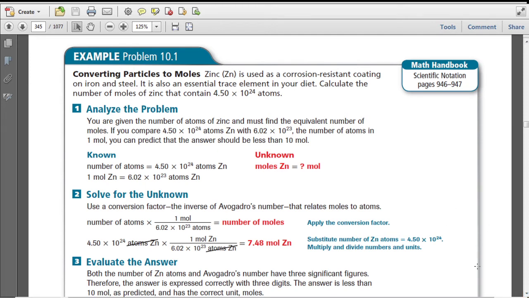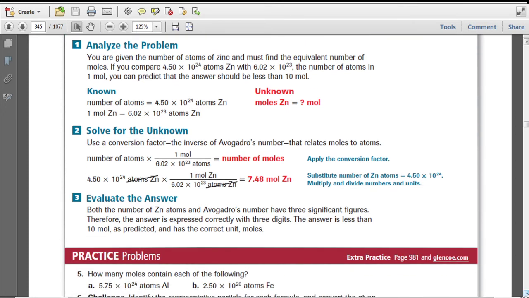In this case, it's going to be the inverse of Avogadro's number, and then we're going to go ahead and relate moles to atoms. So let's go ahead and take 4.50 times 10 to the 24th atoms of zinc and multiply that by 1 mole of zinc over Avogadro's number. Right? Notice here how your atoms cancel out, and what you're left with is moles in the numerator. When you do the arithmetic of 4.5 times 10 to the 24th divided by 6.02 times 10 to the 23rd, you should get something like 7.48 moles of zinc.